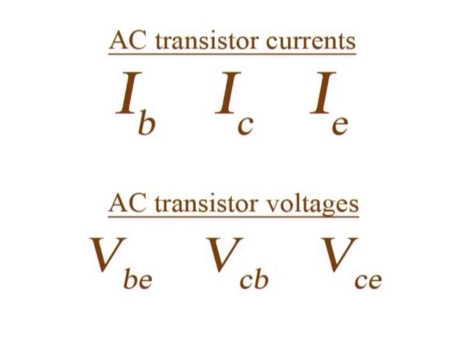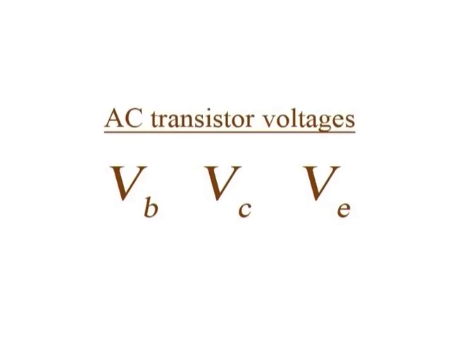AC and all time varying quantities always carry a lowercase italic subscript. For example, Ib, Ic and Ie are the AC transistor currents. Vbe, Vcb and Vce are the AC voltages from one transistor terminal to another. Single subscripted voltages such as Vb, Vc and Ve are AC voltages from the transistor terminal to ground.